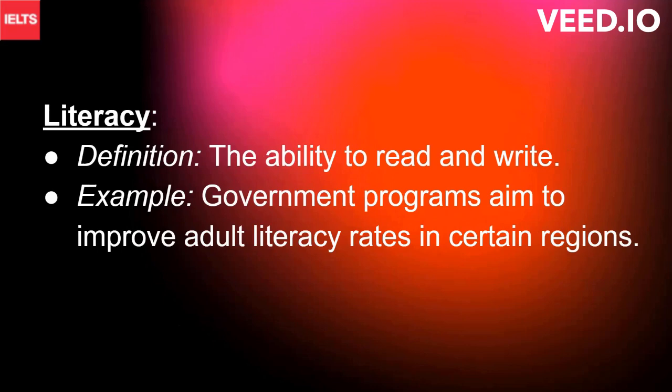Literacy describes the ability to read and write. So we often hear about literacy rates of different countries. Like developing countries are trying to improve literacy rates. Government programs aim to improve adult literacy rates in certain regions. So basically, teach more people how to read and write.